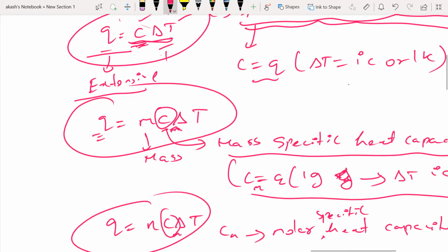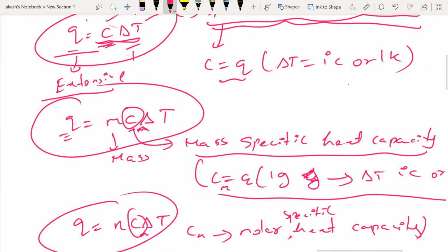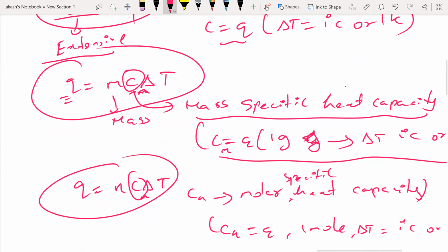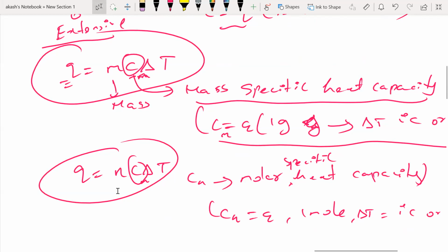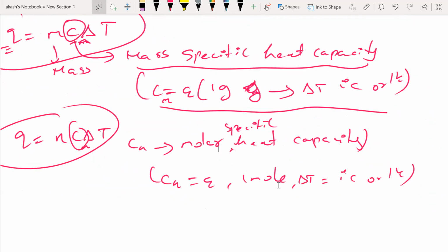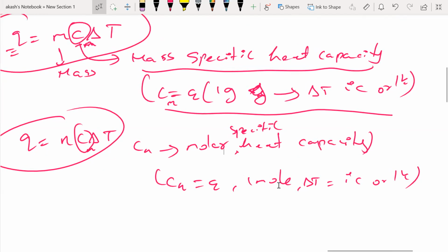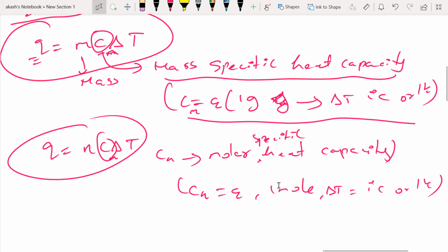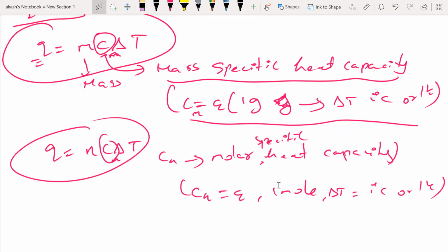Because Q is an extensive property, it depends upon the amount. In order to accommodate that, we introduce mass. In that case, C is called the mass heat capacity or mass specific heat capacity. Now, if you include n, the number of moles, Q is equal to nC ΔT. In that case, it is called the molar specific heat capacity or molar heat capacity. And we saw the definitions also: for Cm, the mass heat capacity, and for Cn, the molar heat capacity.